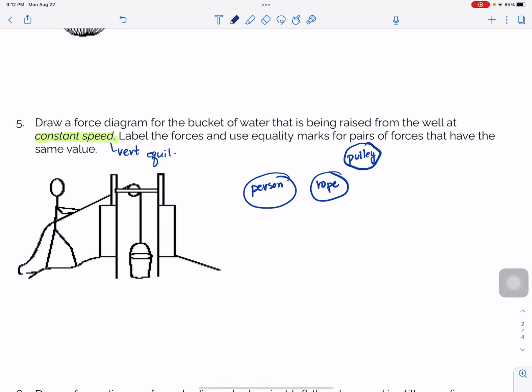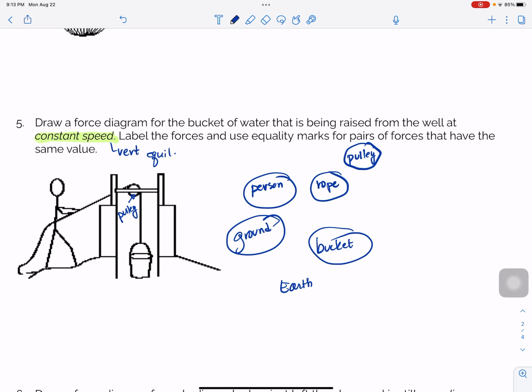You do not have to put all this stuff in here. You really only have to put at most 3 objects if you want to. That's the minimum pulley. You could also put in the ground. We have a bucket and the earth. Now truly, since we are looking at the bucket of water, the only things that you really have to put in are the rope, the bucket, and the earth. So if you only did those three, no problem.